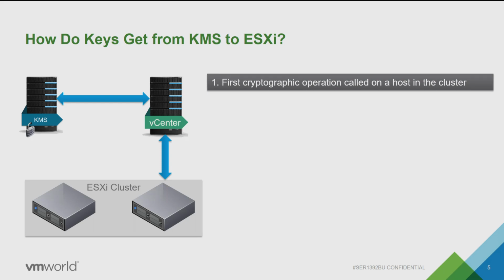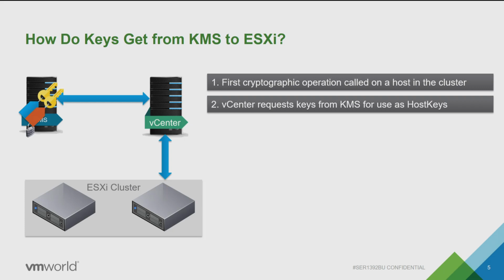So let's say we perform our first cryptographic operation, so anything including registering an encrypted VM, creating a brand new encrypted VM, anything that's going to require the retrieval of a key, it takes place in our ESXi cluster there. So at the moment we have no encrypted VMs, but we kick off our first cryptographic operation. Well, the first thing vCenter must do is secure the hosts.